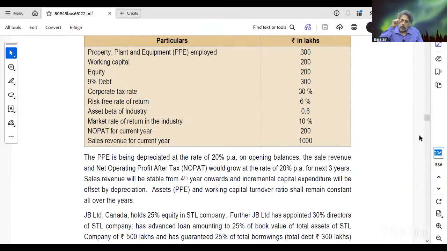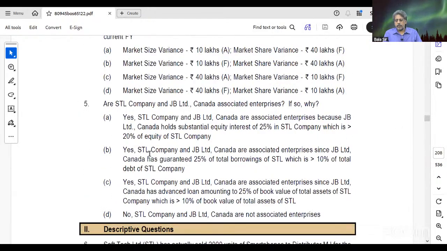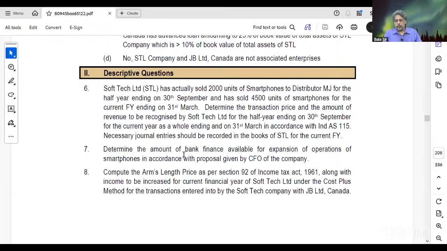Let's go to the question. What has been asked? Descriptive. Question 7. Determine the amount of bank finance available for expansion of operations of smartphones in accordance with the proposal given by the CFO. How much loan can you borrow for funding this project?